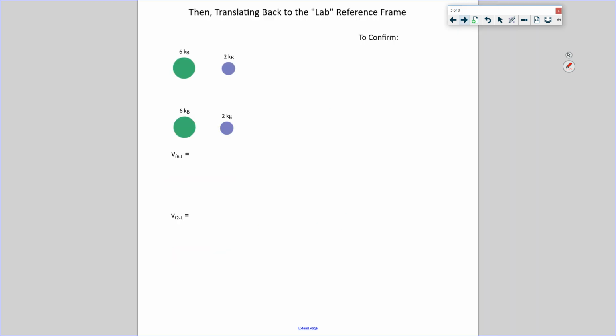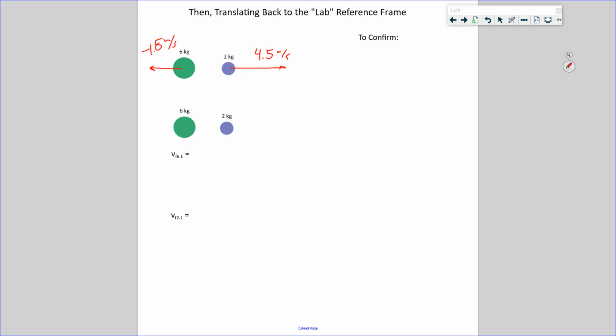And now what we can do is transfer back to the lab frame. We know these two things. This thing is now moving this way at what speed? 4.5. Oh, I know what this is for. This is the center of mass frame: 4.5 meters per second, and negative 1.5 meters per second.